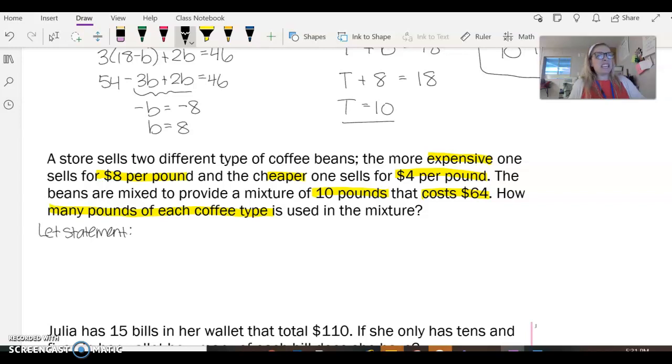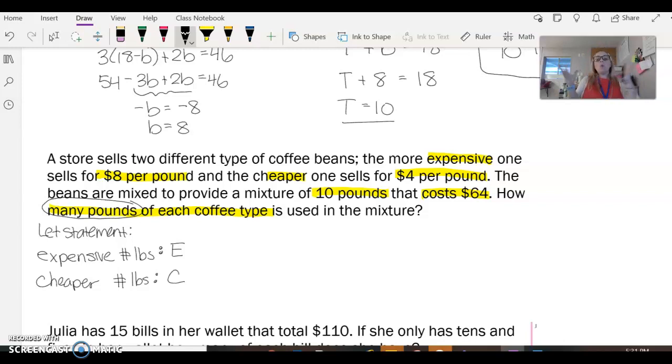And that's really just a key. That's all it is. So I'm going to say we had 2 brands. We have the expensive, number of pounds, because that's what we're looking for. We're looking for how many pounds. And I'm going to use E for that. And then I'm going to have the cheaper brand. And I'm looking again for the number of pounds because that's what it's asking for. I'm going to use C for that one.